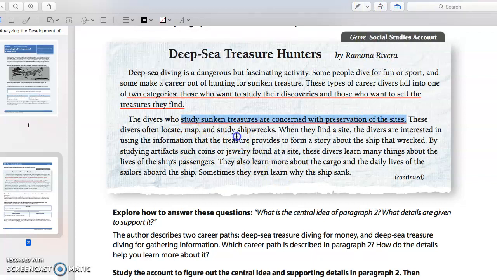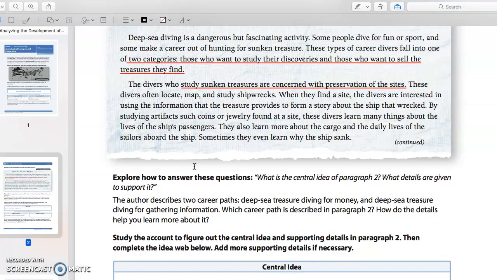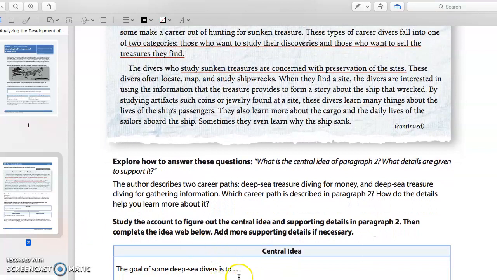They locate, map, and study shipwrecks, and when they find a site, they're interested in using all of that information to form a story, right? By studying them, they learn things about the passengers. Okay, so they're not going to go into those who sell the treasures, only those who study. So the central idea of paragraph 2 is about those who are studying the treasures, right? The goal of some deep sea divers, the ones that are studying.